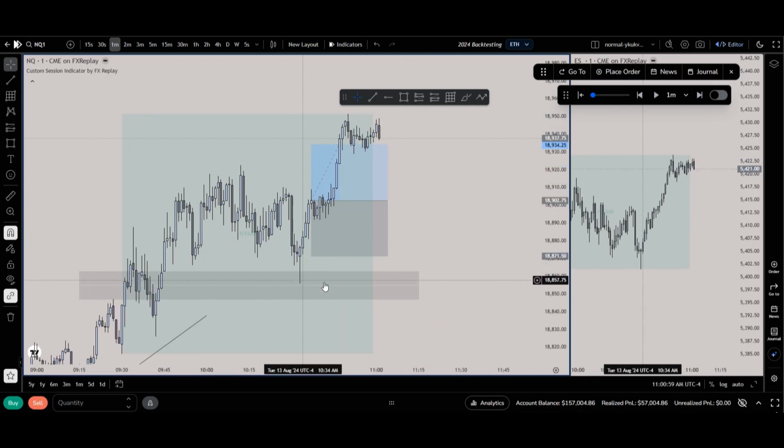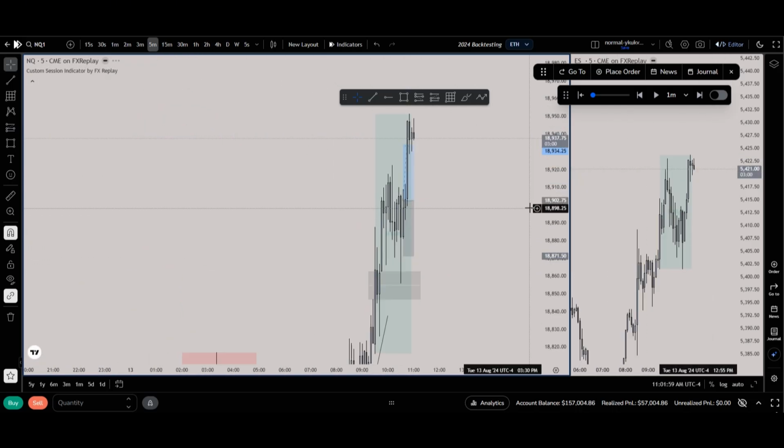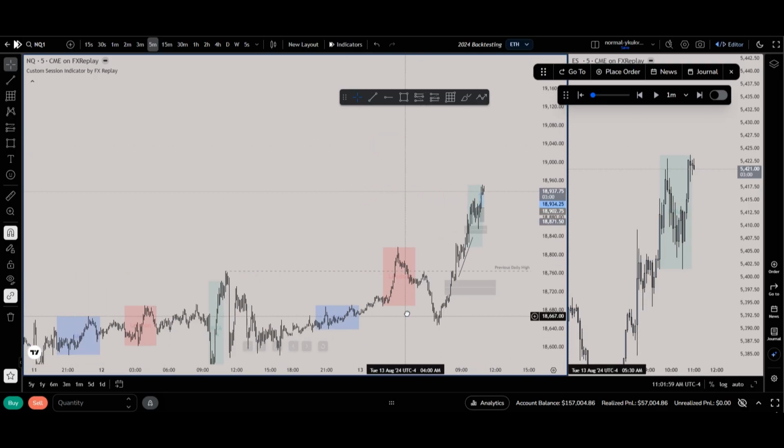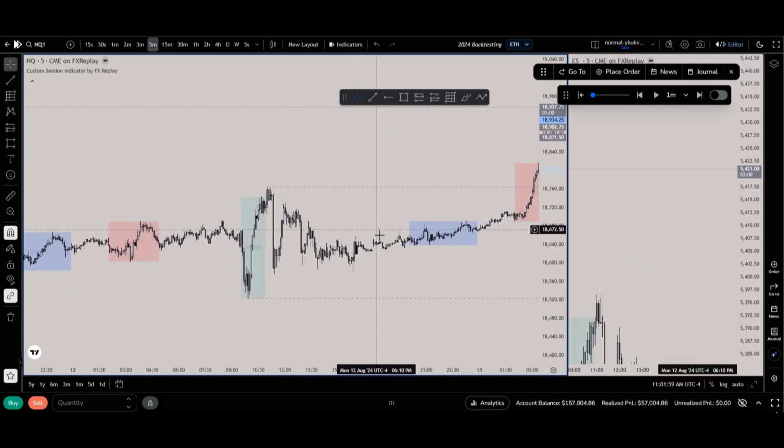I don't really like how price action has been, or at least how it was the day prior. What did we end up doing? We ended up just accumulating.